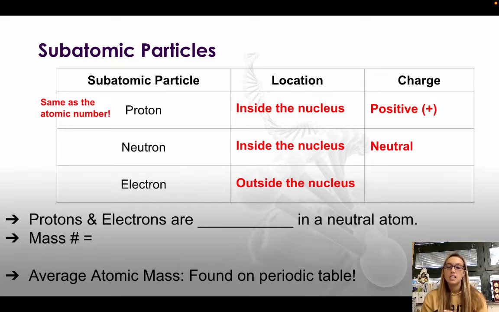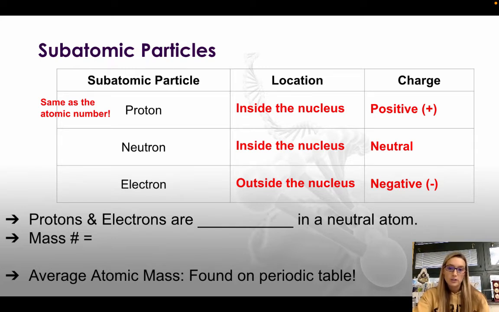Now, outside of the nucleus, we have what are called electrons. This is what J.J. Thomson discovered using his cathode ray tube experiment. And what he found is that the electrons have a negative charge. So we have the proton and the electron, which are equal in magnitude, +1 and -1, but opposite in sign. When these two particles are paired together, they cancel out because +1 and -1 is 0.